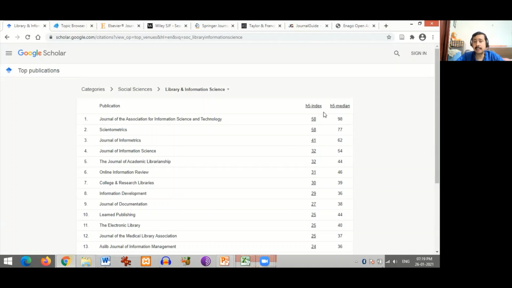So I may consider H5 index as a measure of impact of the journal. So Journal of the Association of Information Science and Technology stands first, Scientometrics stands second, almost they are equal. H5 median is greater in case of Journal of Association for Information Science and Technology. Therefore, it has been placed first. So Google Scholar can also be used to find the most impactful journals.